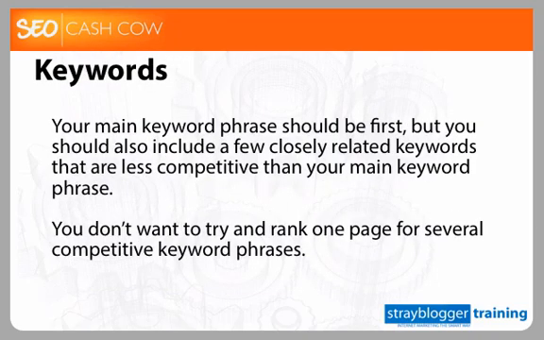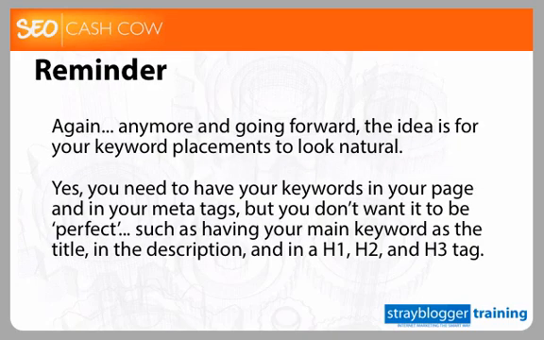For the keywords, your main keyword should be first, like I've said. You also want to include a few closely related keywords that are less competitive than your main keyword phrase. You don't want to try and rank one single page for several competitive keyword phrases. You want to stick to one main phrase per page or per article, whatever you want to call it.